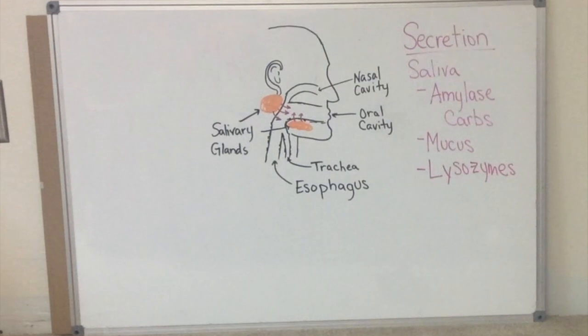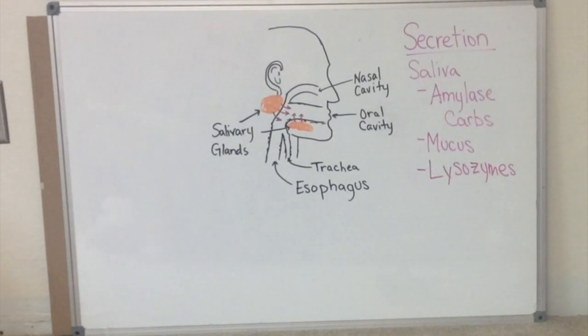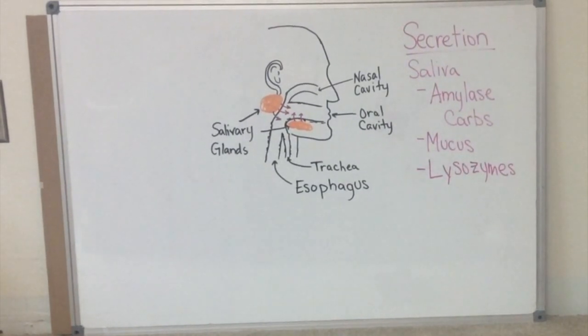As food is broken down into smaller pieces, the salivary glands release saliva into the mouth. Saliva is approximately 99.5% water and 0.5% electrolytes and proteins. The most important proteins within saliva are amylase, which begins the digestion of carbohydrates. The second important protein is mucus. Mucus aids swallowing by moistening the food particles and holding them together.